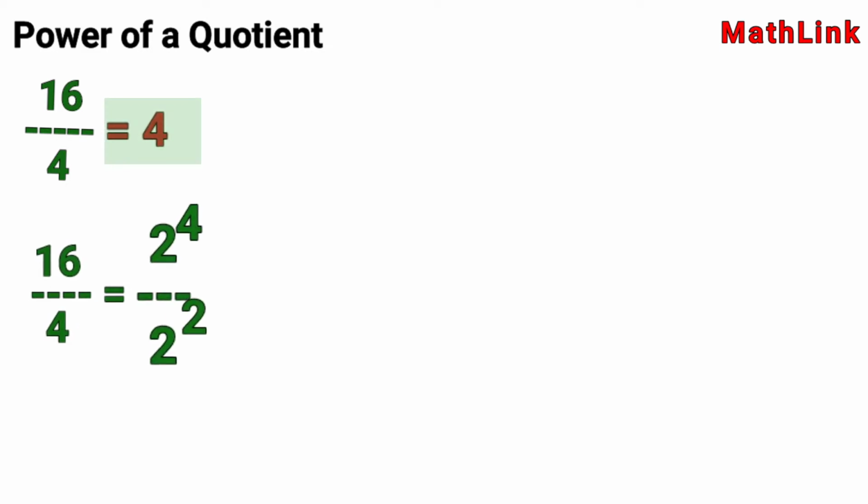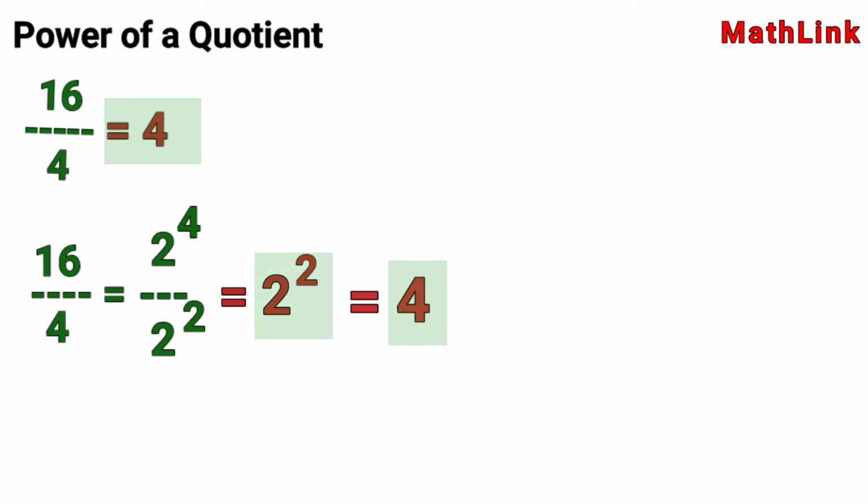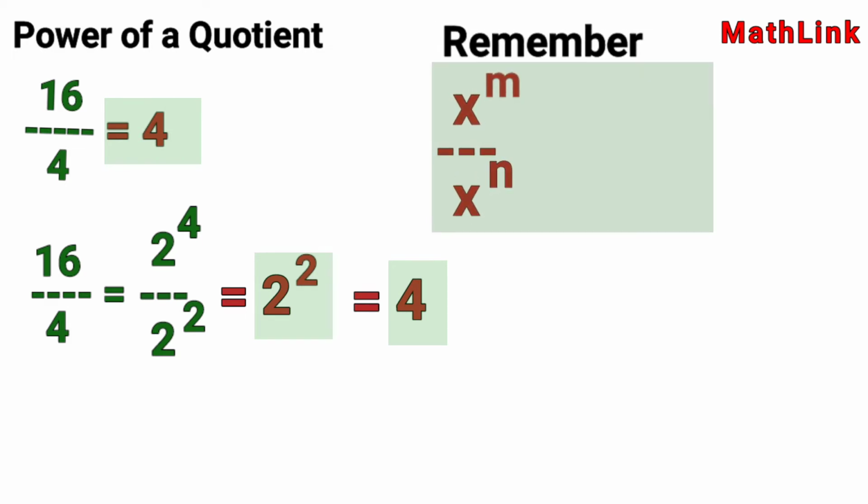Power of a quotient. Consider this quotient. 16 divided by 4 is equal to 4. 16 is equal to 2 to the 4th power. And 4 is equal to 2 to the 2nd power. To answer that algebraic expression, copy the base 2, and subtract the exponents, 4 minus 2 is equal to 2. Therefore the answer is 2 to the second power, or 4. Remember, x raised to m divided by x raised to n is equal to x raised to m minus n.